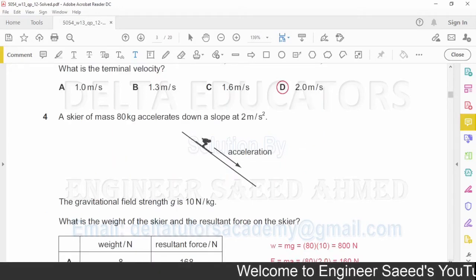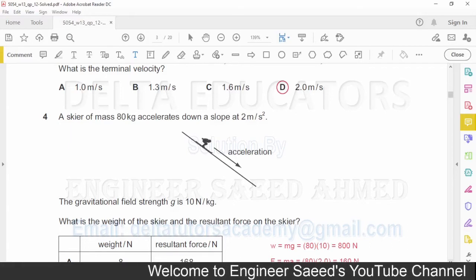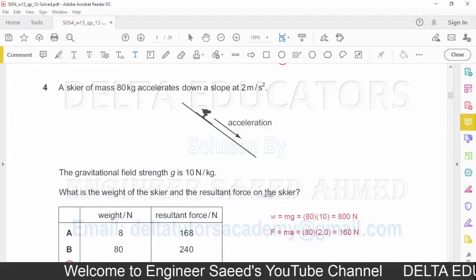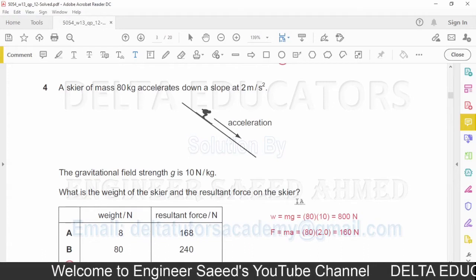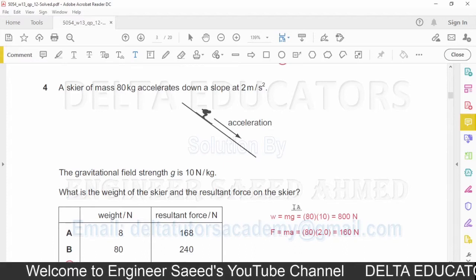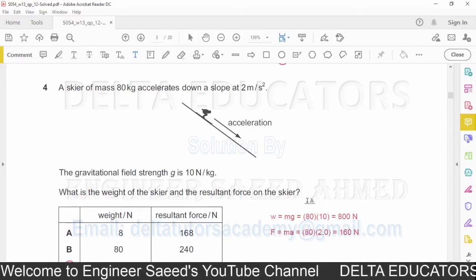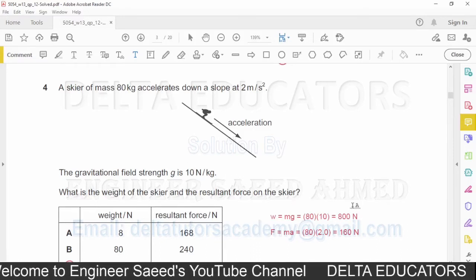Question number 4. A sphere of mass 80 kg accelerates down a slope at 2 meters per second squared. The gravitational field strength g is 10 Newton per kg. What is the weight of the sphere and the resultant force on the sphere? Here we have to find out the value of weight and we have to find out the value of resultant force. Weight is given as product of mass and gravitational field strength. Mass is represented by m and gravitational field strength is represented by g. Now value of m is 80, value of g is 10, so value of w will be equal to 80 multiplied by 10, it will be 800 Newton.